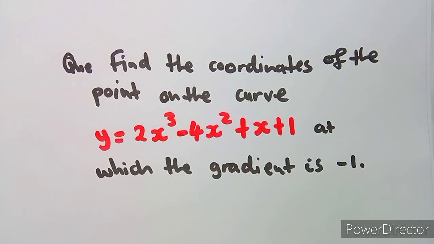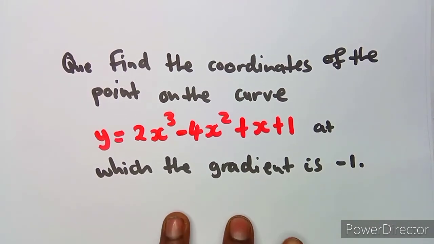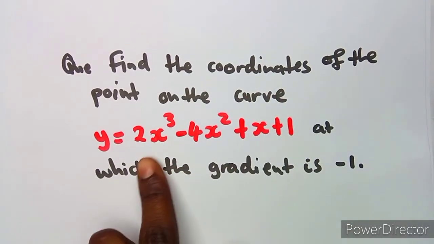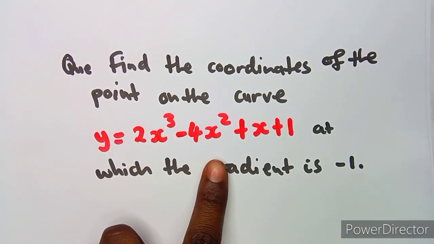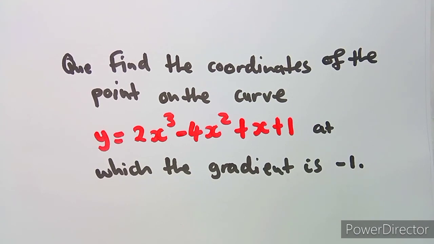Find the coordinates of the point on the curve at which the gradient is -1. So this one, it means there are actually two here, because you're given the coordinates, because the cubic function. So we shall have 2 points from this concept. So you just do the normal working, guys.